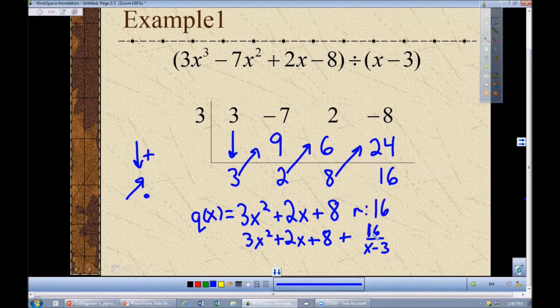So those are two options of what to do with your remainder. You can either just write the remainder is that number, or take your remainder and write it over the divisor, x minus 3. So those are two expressions that can give me the quotient of this long polynomial divided by x minus 3.